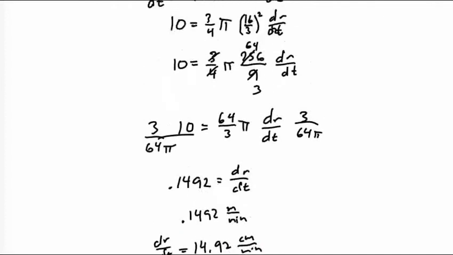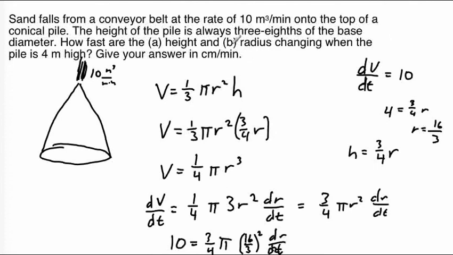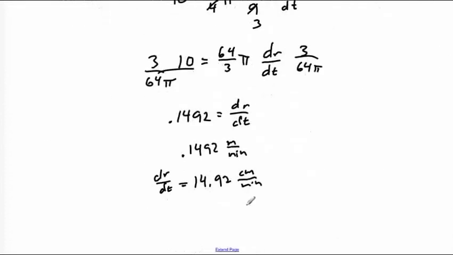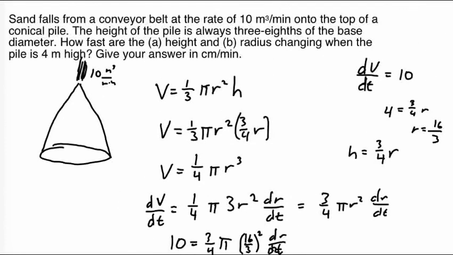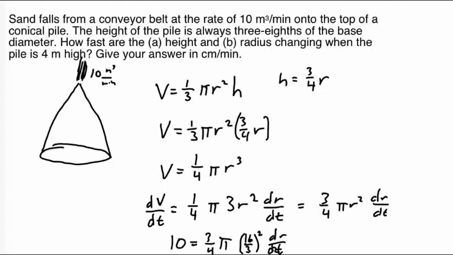Now, that is dr/dt, and dr/dt is going to be the change in the radius. So in other words, that's b. I just found b. So let's go back and find a. The easiest way to do it is to take this equation right here and differentiate both sides. So dH/dt equals 3/4 dr/dt.